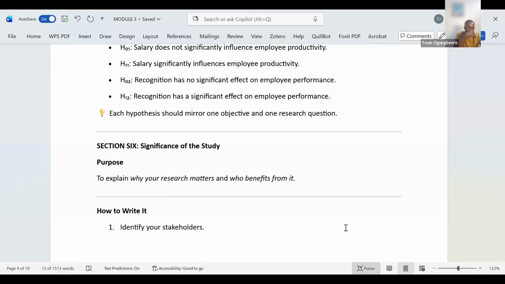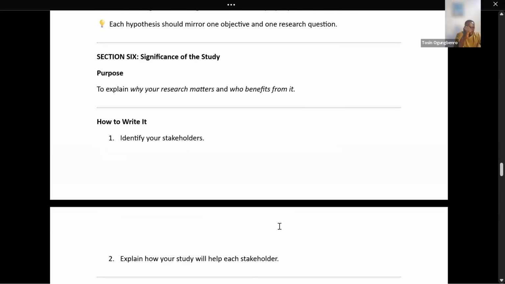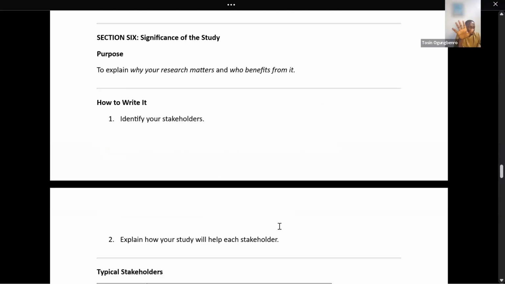So that's what the significance of study is all about. How to write it: identify. It might be government, it might be policy makers, it might be business owners, it might be a certain body, maybe a labor union, something like that. Let's say we are a political scientist. If we are in mass communication, it might be social media managers, it might be radio stations, it might be whatever.